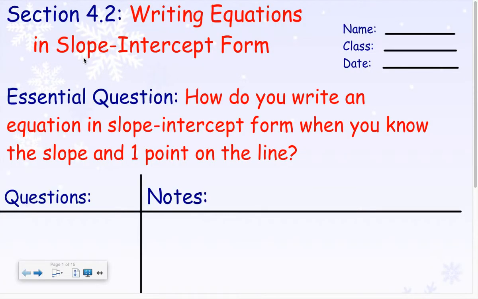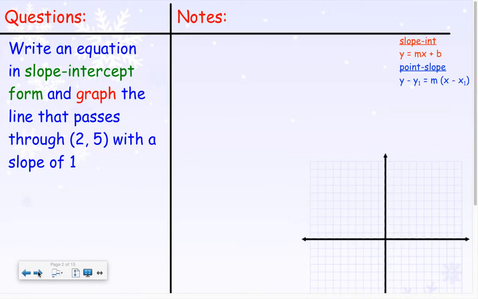Section 4.2, writing equations in slope-intercept form. Essential question: How do you write an equation in slope-intercept form when you know the slope and one point on the line? In all the problems in this lesson, we're given one slope and one point that falls on the line. Write an equation in slope-intercept form and graph the line that passes through (2, 5) with a slope of 1.